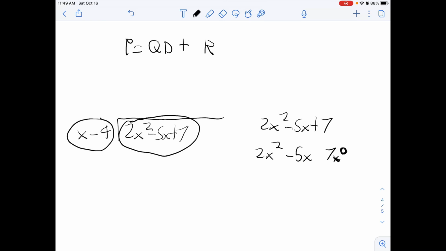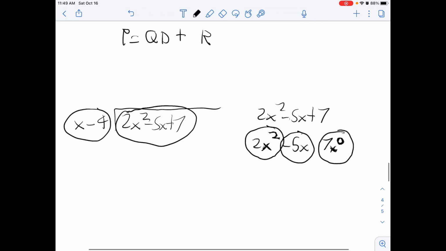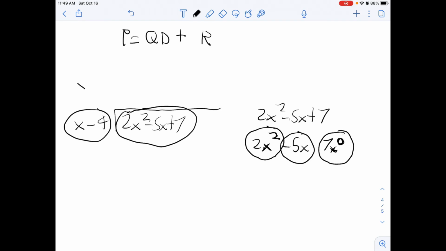And so we can see here that the degree of the first term is 2, the degree of the second term is 1, and the degree of the third term is 0. And so we can see that 2x squared has the highest exponent on its variable. And so we say the polynomial has a degree of 2 because 2 is the exponent on the variable. And so in this example, the degree of x minus 4 is 1 because of this exponent here. It's invisible. You don't have to write it, but you can write it in there.